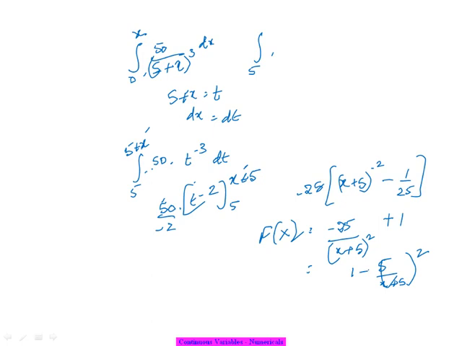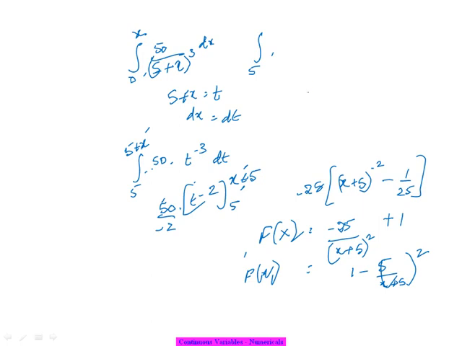Just to test it out, what you can do is take the differentiation of this. You should get that value. But yeah, if you are comfortable with the integration, you don't need to do that part also. So you are getting it as 1 minus 5 by x plus 5 whole square. That is your f of x. Up to here it is fine.